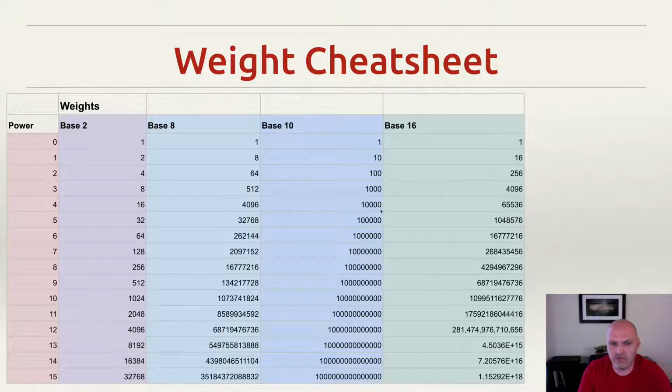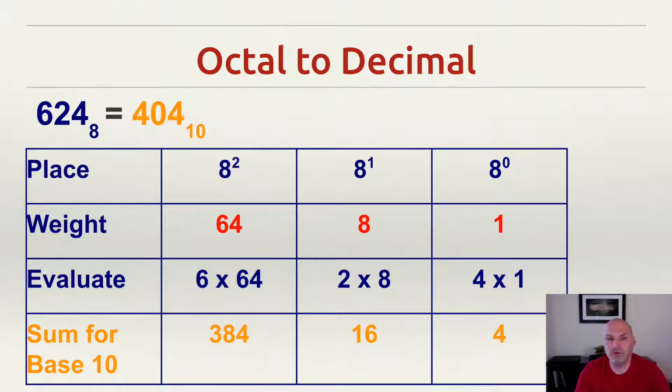Base 10 should look very familiar. So 1, 10, 100, 1000, 10,000. And base 16, we're going up by powers of, you guessed it, 16. So 1, 16, 256, 4096, 65,536. These numbers get quite large quite fast. Let's see now how to go from octal to decimal, knowing what we know and using the correct weights.